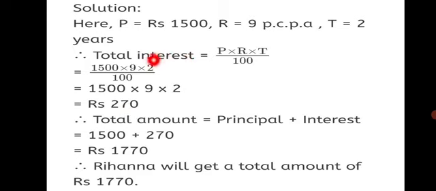We have found out the interest. Now we need to find the total amount. Total amount formula I told you is principal plus interest. So principal is 1500 here. So we write 1500 plus interest, we found out 270. So plus 270 is equal to 1770. Therefore, Rihanna will get a total amount of rupees 1770. Question number 2.